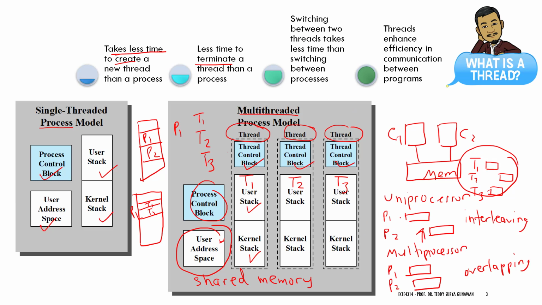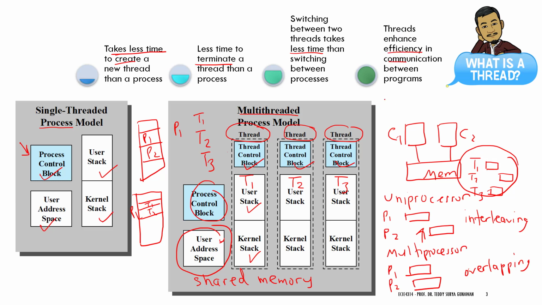Okay, switching between P1 and P2. Switching between two threads takes less time than switching between processes, because when we do process switching, we need to save all the states and load the previous process control blocks and other things. There are many things to do. But if the threads belong to the same process, then it will take less time to switch.